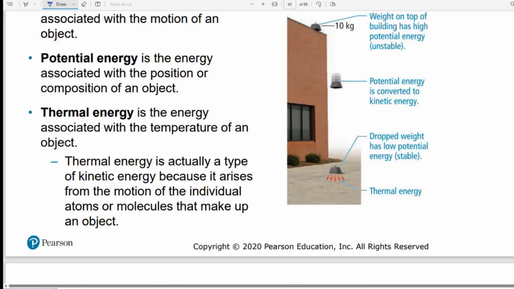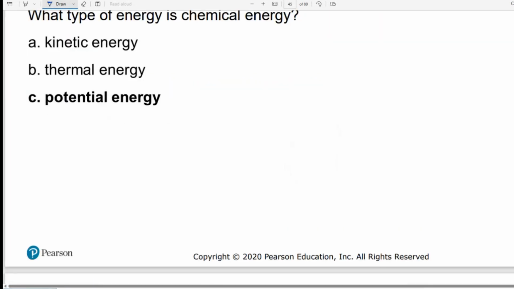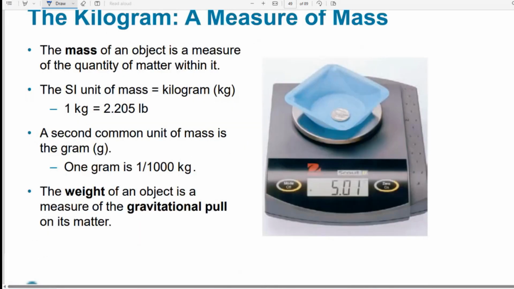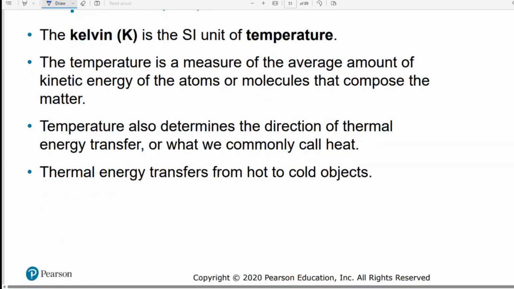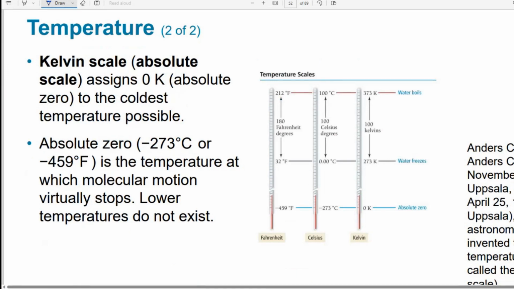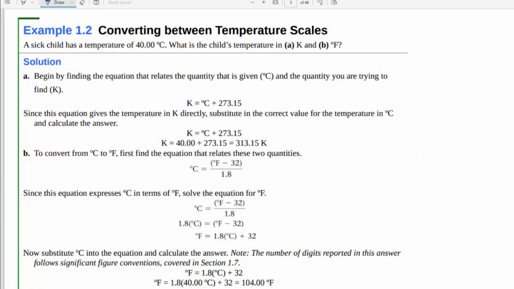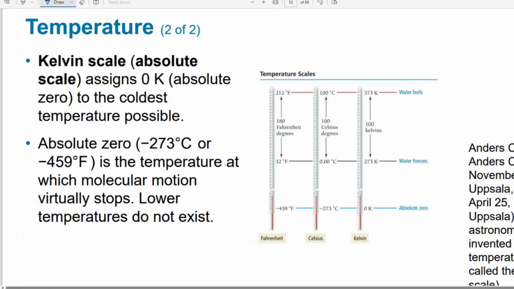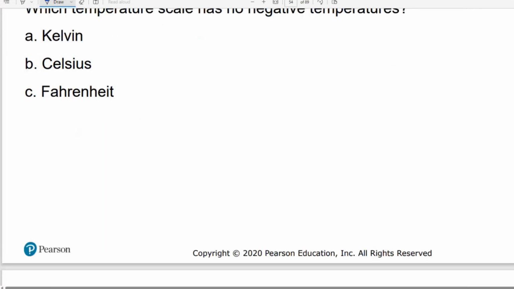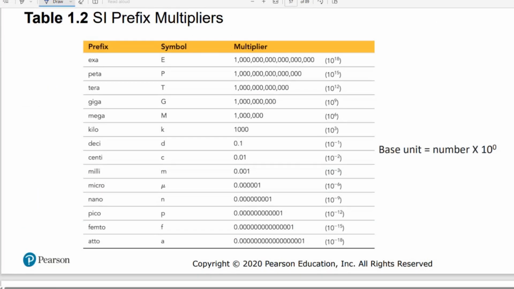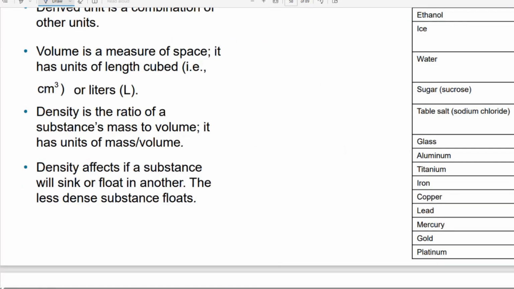So real quick, we're going to talk about energy. Then we're going to talk about the metric system. Okay. We're going to talk about temperature scales and how to do those conversions. And so that's actually the first math problem we have, is how to convert temperature scales. Okay. So then we're going to cover the SI system or metric system. Okay. And how to do conversions there.